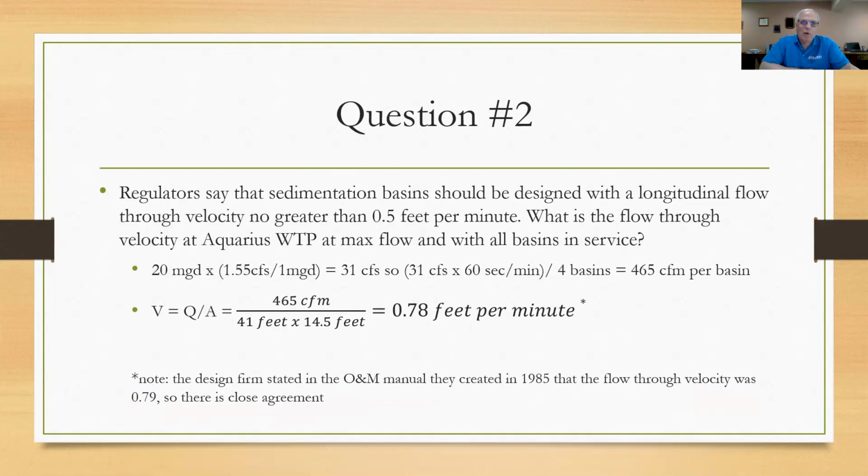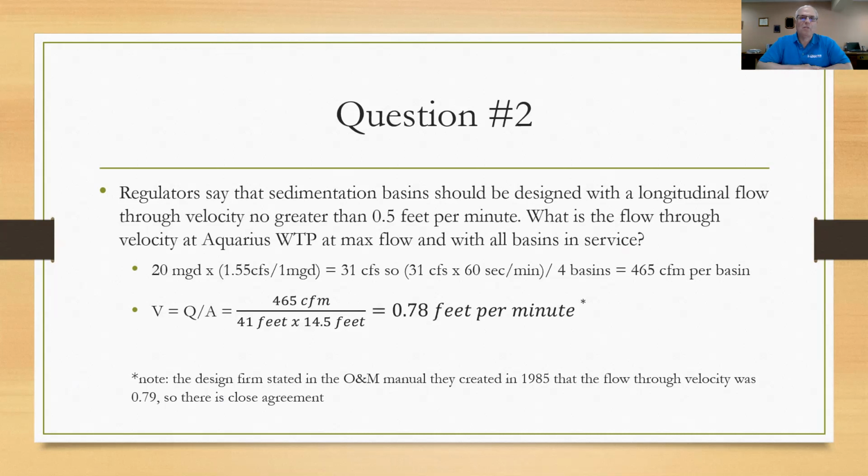I dug up the original O&M manual that was put out by the design firm that created this plant. And in 1985, they put in there that they had calculated a flow-through velocity of 0.79. So there's close agreement between what I calculate and what they calculated all those years ago, basically the same number. But in the question, I mentioned that the regulators, typically Ohio EPA, which might go by Ten State Standards in this case, call for nothing greater than 0.5 feet per minute.